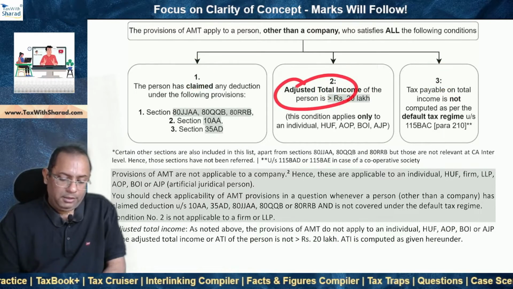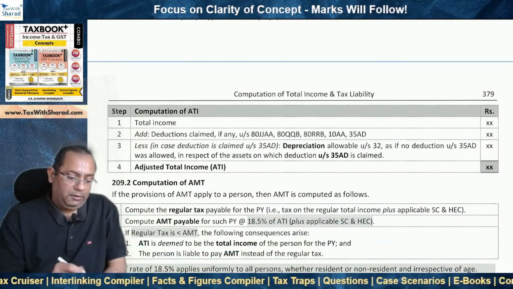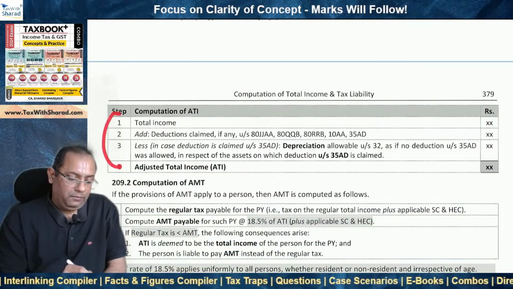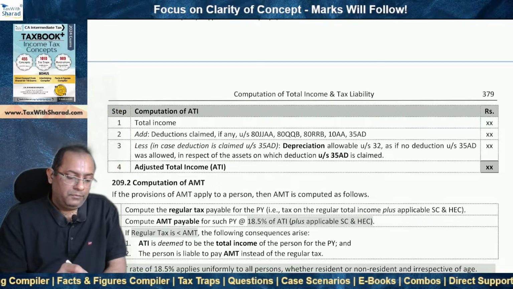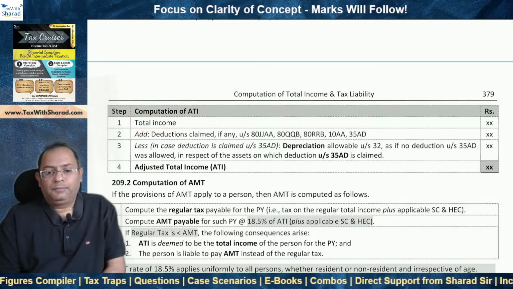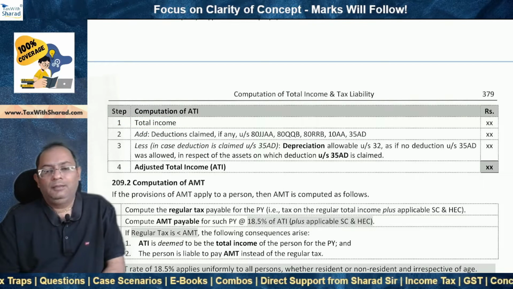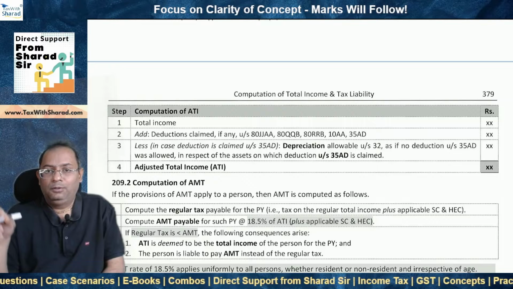What is the adjusted total income? This is to be computed in this particular manner, and there are basically 3 steps which are involved. So you start with the total income. Under which tax regime? Under the optional tax regime, because AMT is not applicable in the default tax regime. So we are now talking about optional tax regime.